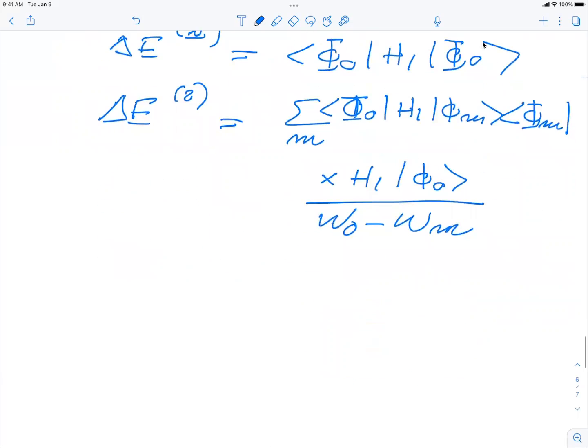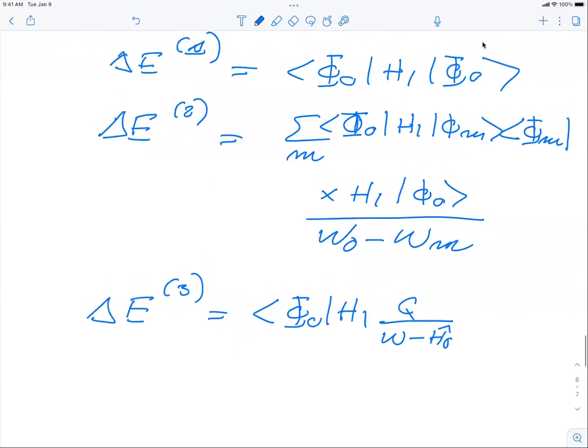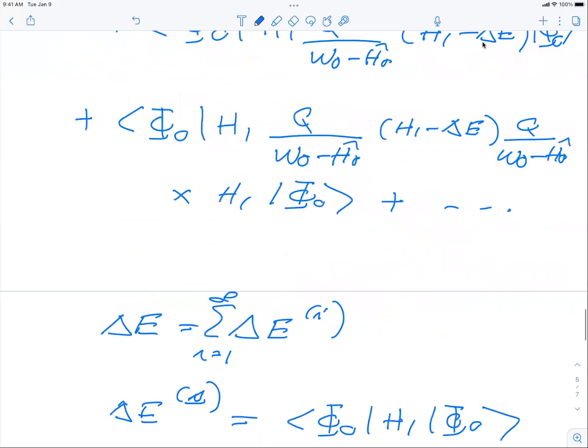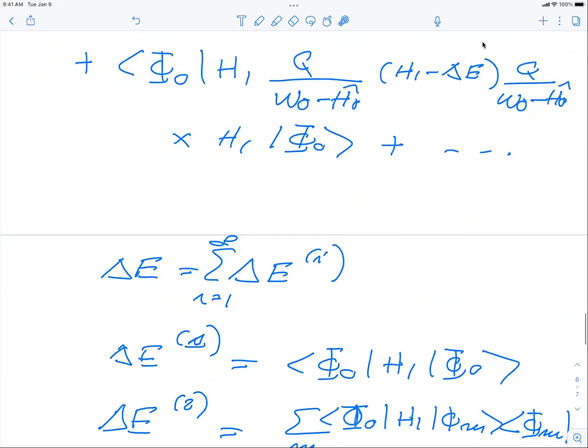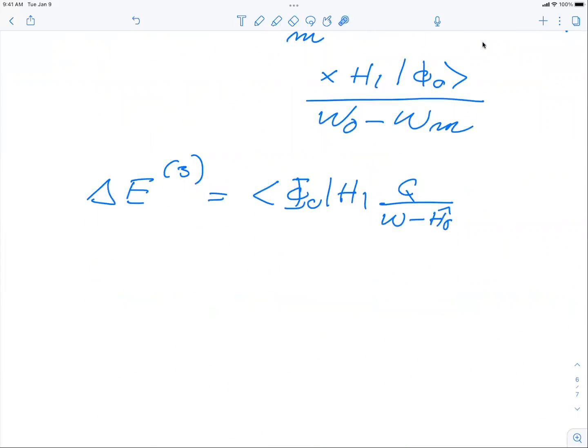Now the third order term, if I just write this out in a more compact way, is going to be given by phi 0 H of I. But now I'm going to have this operator Q of omega minus H0. But we have to be a little bit careful now, because what I'm going to do is to replace in here a term which goes like first order perturbation theory.